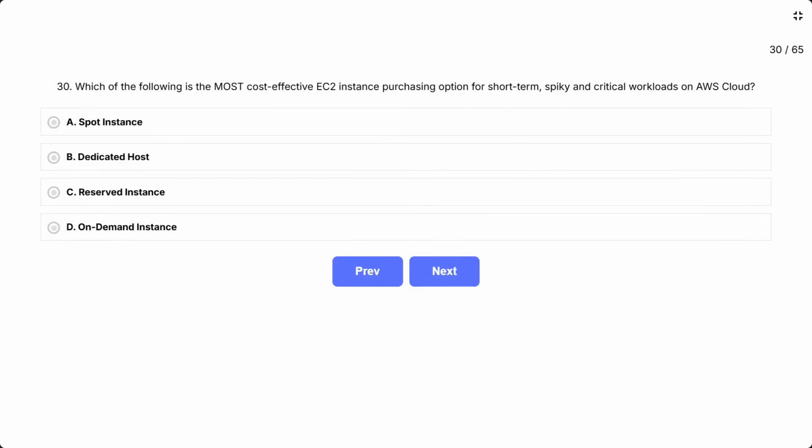Question 30. Which of the following is the most cost-effective EC2 instance purchasing option for short-term, spiky, and critical workloads on AWS Cloud? A. Spot instance. B. Dedicated host. C. Reserved instance.